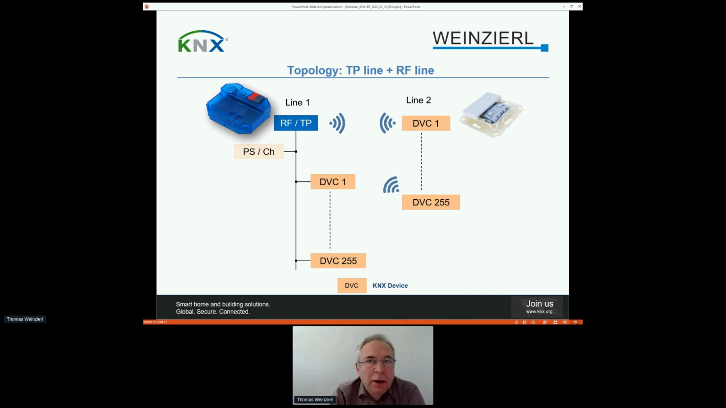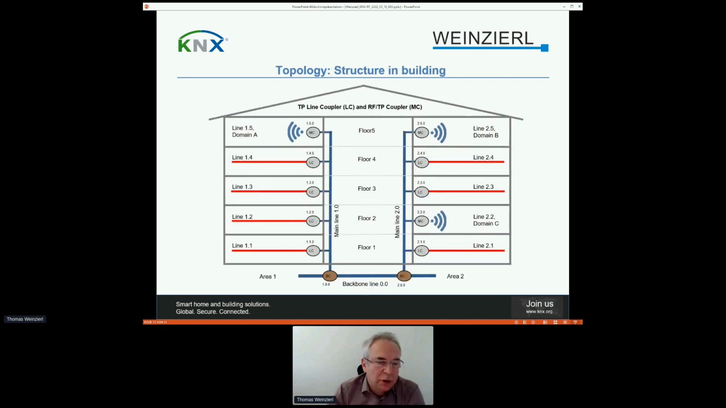Maybe the more typical use case for Knx Rf is together with a twisted pair installation. Here we have an example. On the left-hand side, we have a Knx twisted pair line with a power supply and a couple of devices. And the blue part is a media coupler from twisted pair to Knx Rf. And we have a second line which may integrate up to 255 Knx Rf devices. In this example, all devices are in the same domain. But of course, the solution can be much more complex.